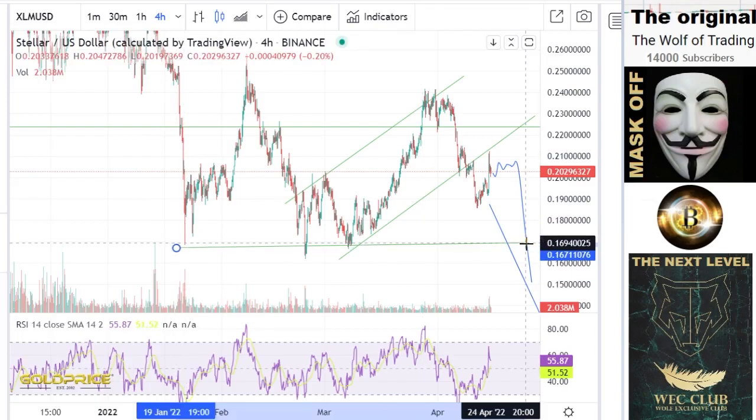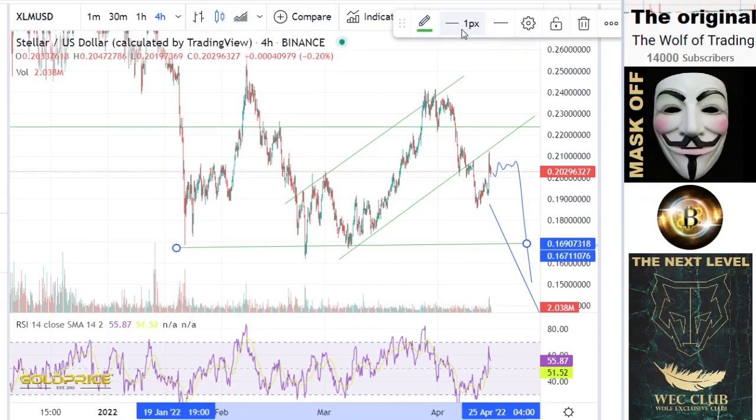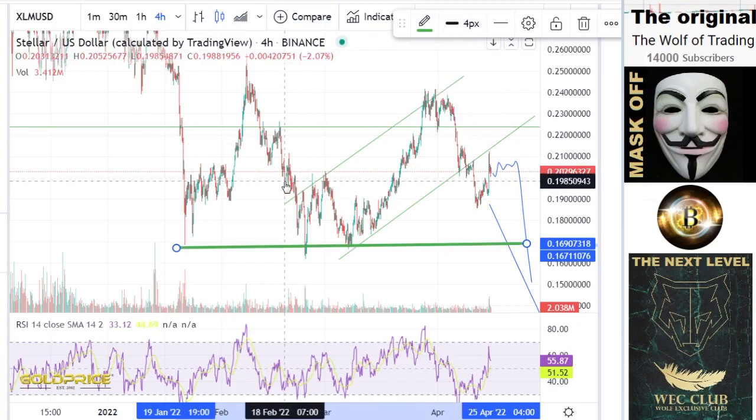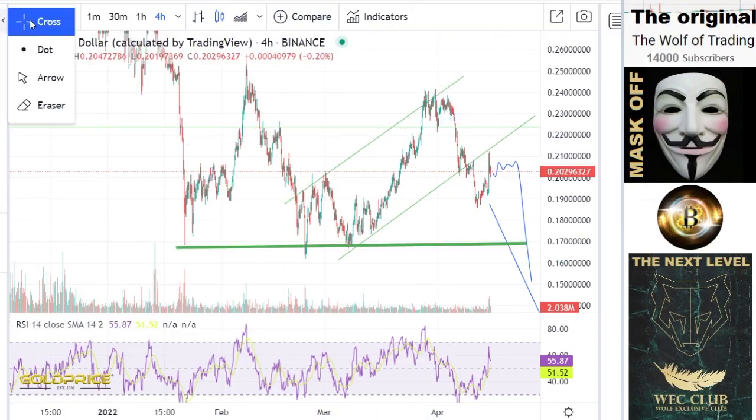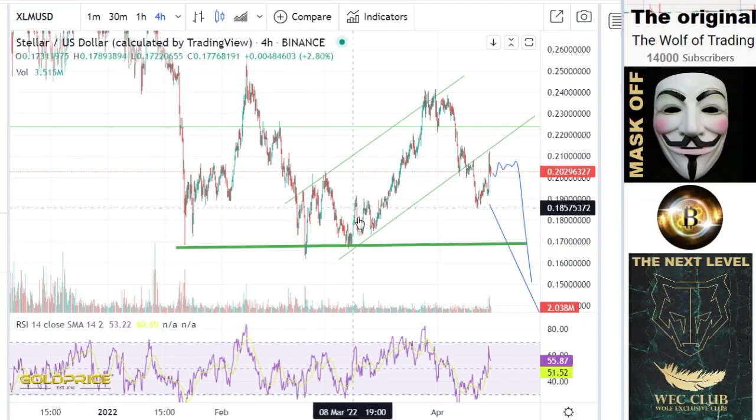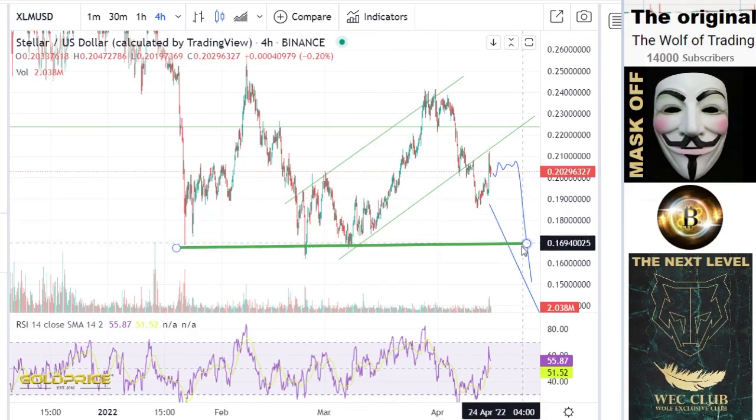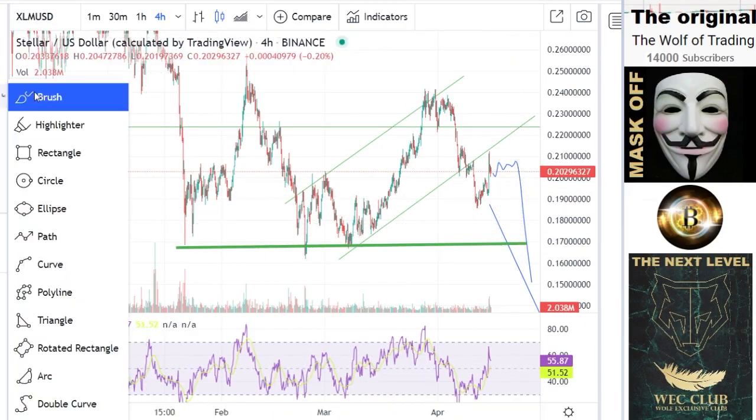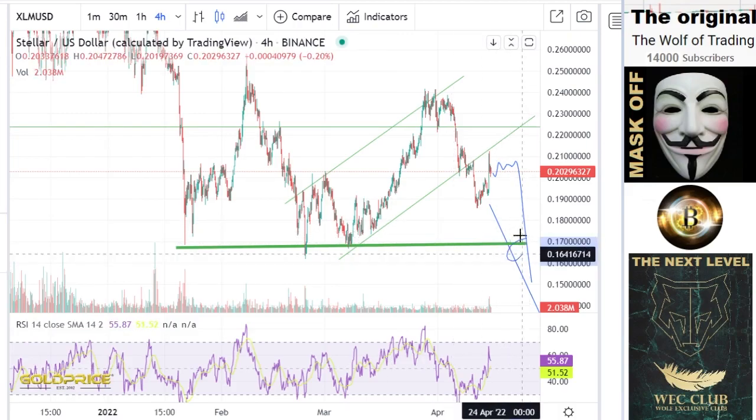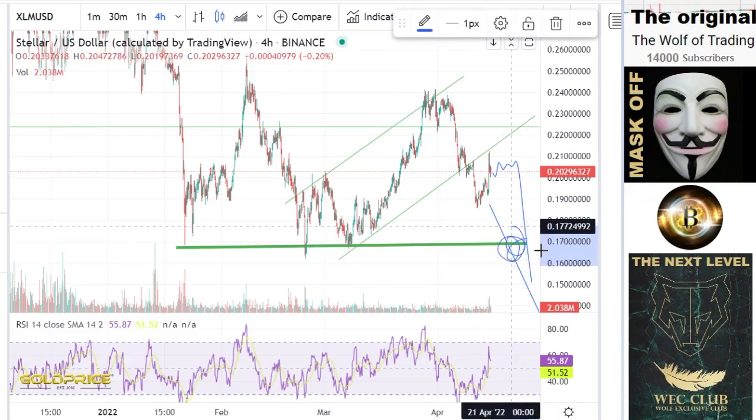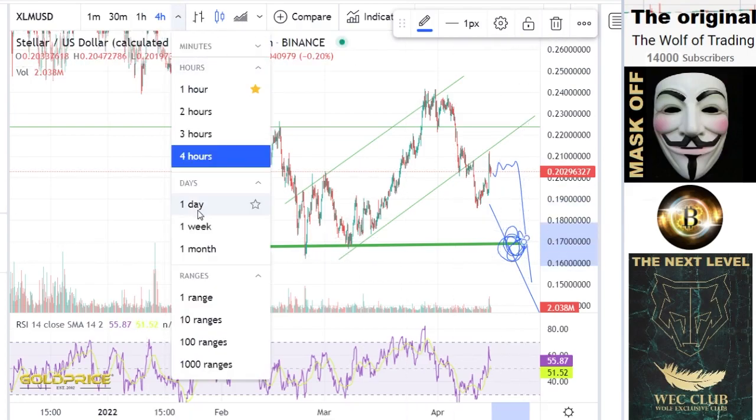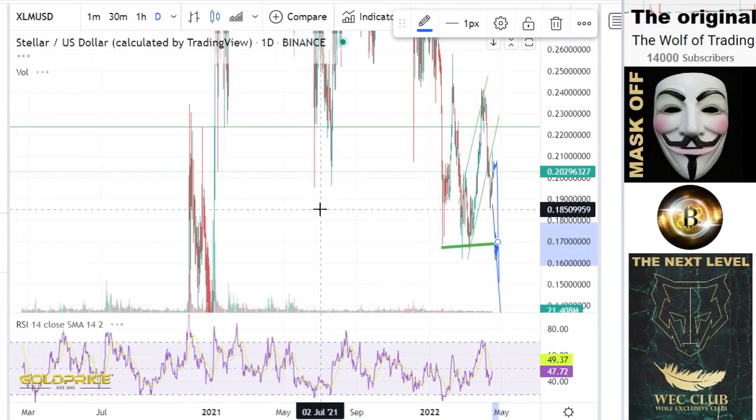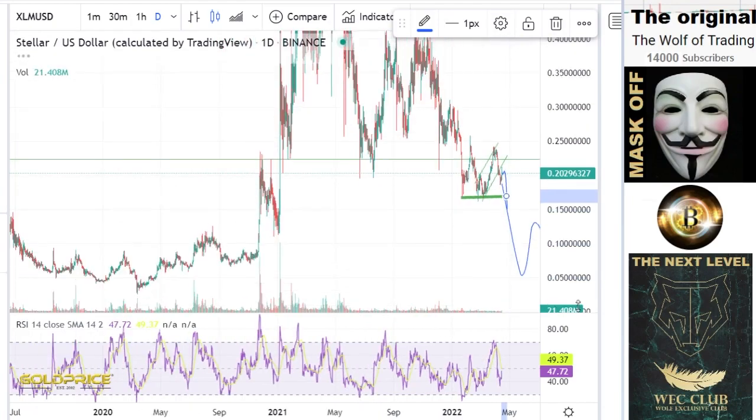The problem here, I made this really fat for you, so that you can see we test level 1, 2, 3, the fourth time, this will not hold. So remember this point here. This 17, 18 cent will not hold. That means we're going to the next round.